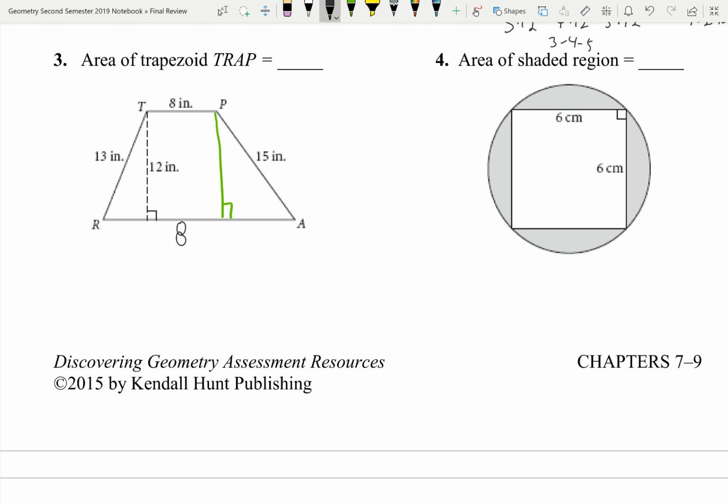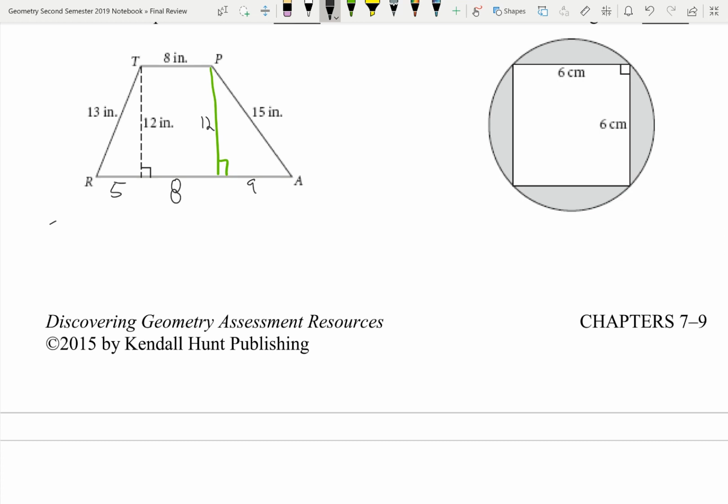This length here is going to be 8, and then this length here is 5. And let's see, this is 12, so that would be 9. Now, how did I know that? Well, again, you can do Pythagorean theorem, or you can notice this is a 5, 12, 13 right triangle. And the other one is a 3, 4, 5, right? 3 times 3, 3 times 4, 3 times 5 is 9, 12, 15. And so those answers come like that. Now, if you forget, you can just do Pythagorean theorem, right? x squared plus 12 squared equals 15 squared, solve for x. Or x squared plus 12 squared equals 13 squared, and so on and so forth.